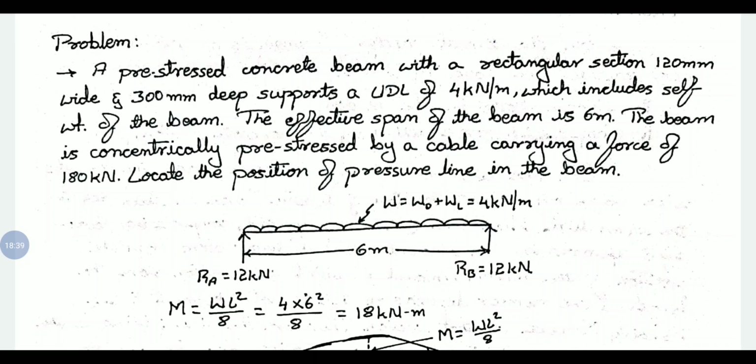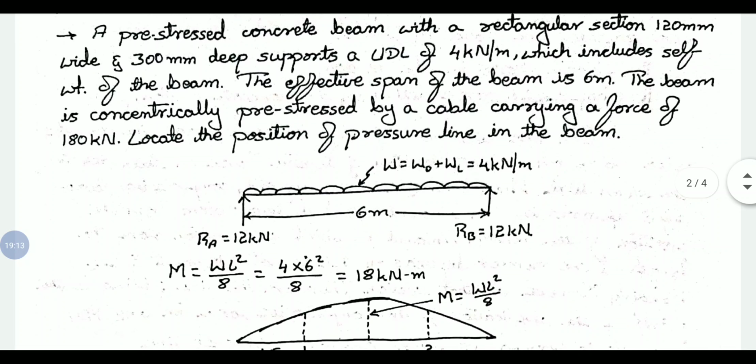So here we have the cross section of the beam of 120 mm by 300 mm, and a UDL of 4 kilonewton per meter is acting, which is inclusive of self weight as well as live load, and the beam is of span 6 meter. The concentric pre-stressing is done with a force of 180 kilonewton. We need to find out the position of the pressure line.